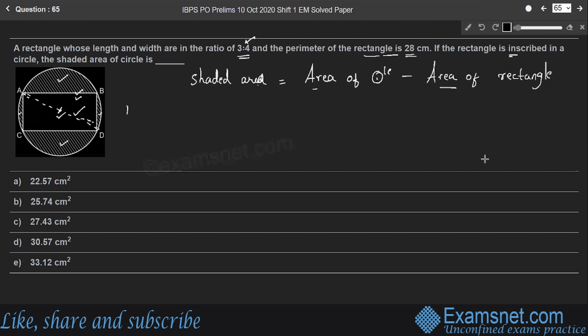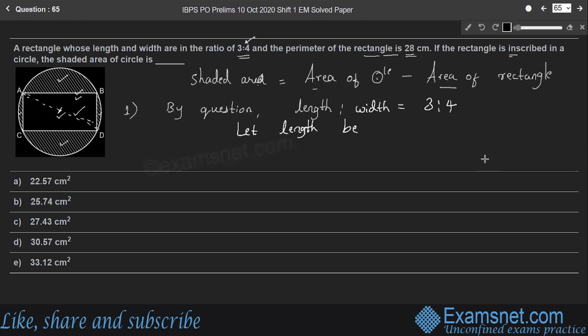Right? So by the question, the length and width are in the ratio 3:4. Here length is to breadth or width, length is to width is equal to 3:4. Let the length be 3x centimeter and the width be 4x centimeter. And given that the perimeter of the rectangle is 28 centimeter.